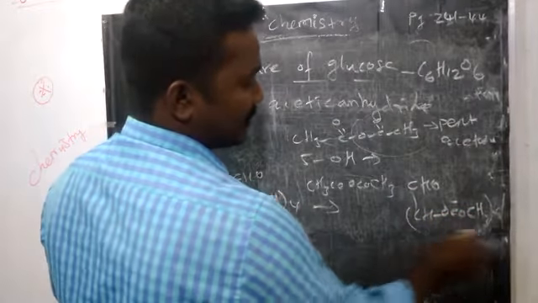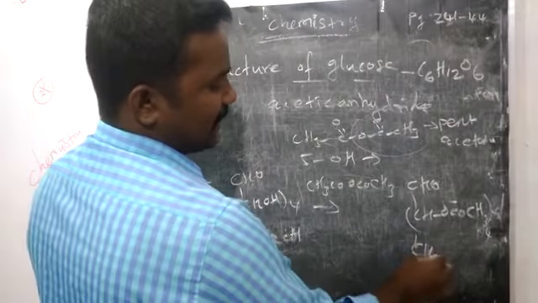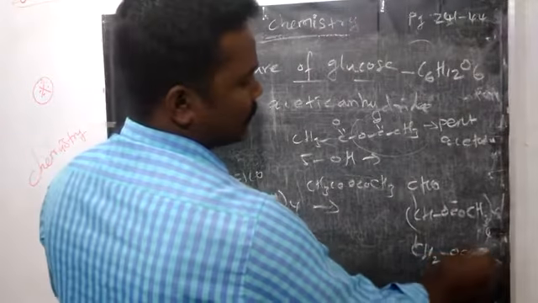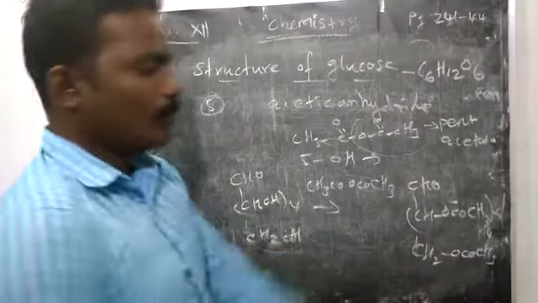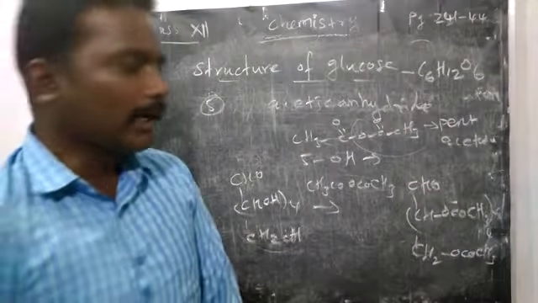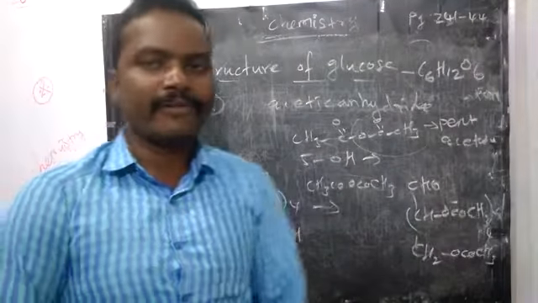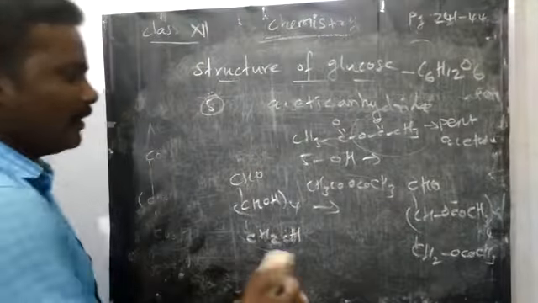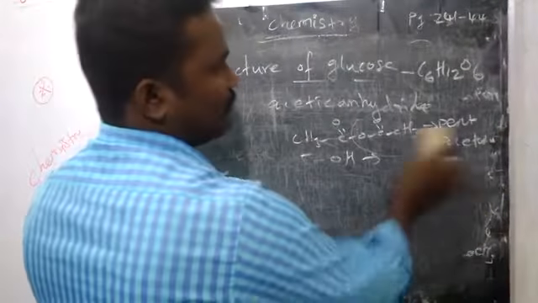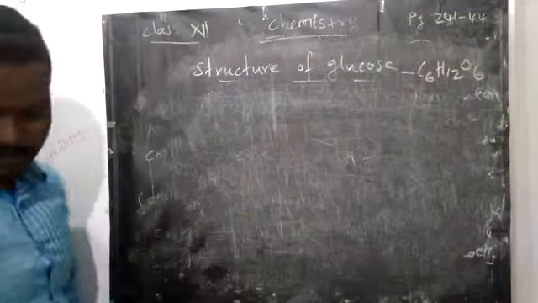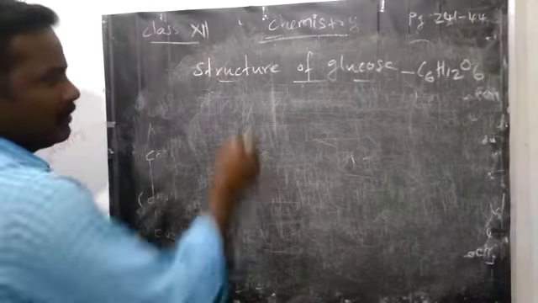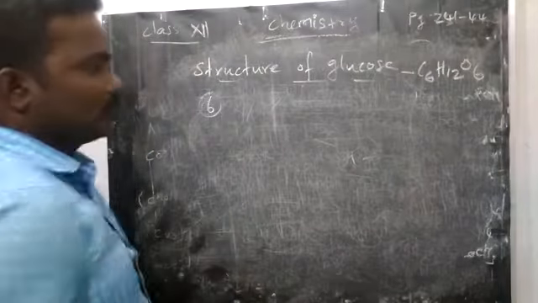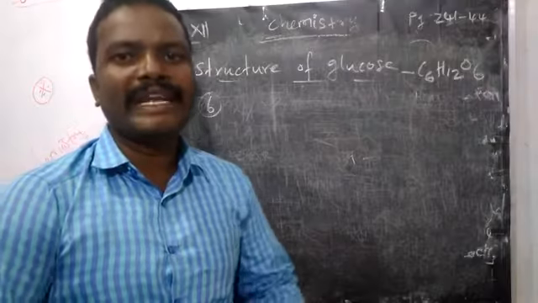CH3COCl, how many times? 4 times with CH3COO. So the pentaacetate compound we got, from that we are confirming 5 OH groups are present. Now we are going to treat it with dehydration. So we can try to dehydrate.